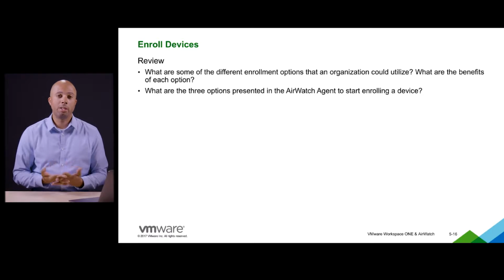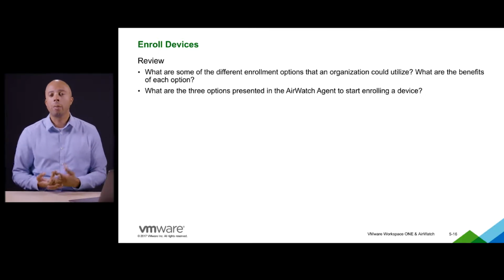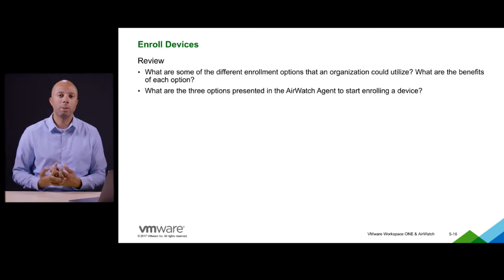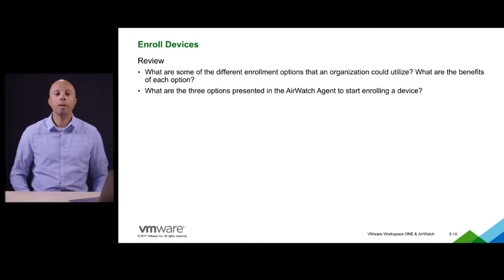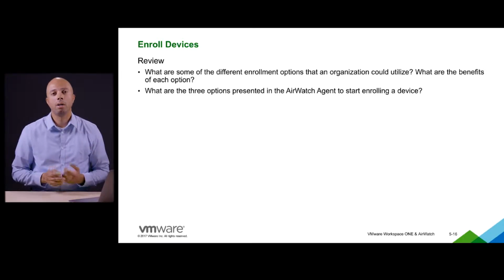All right, the benefits of each option is, one's easier, one takes a little bit more work, one, such as simplified enrollment, is less secure. Administrative enrollment, especially DEP or Configurator, is going to be more secure. All right, so what are the three options presented in the AirWatch agent to start enrolling a device? That would be email, using auto discovery, server details, or a QR code.